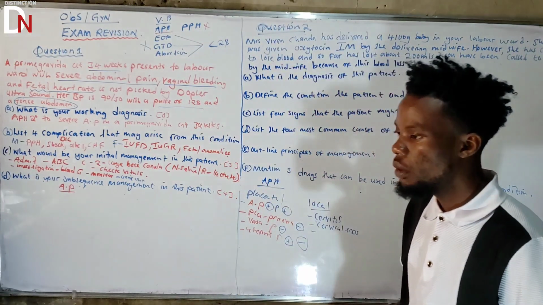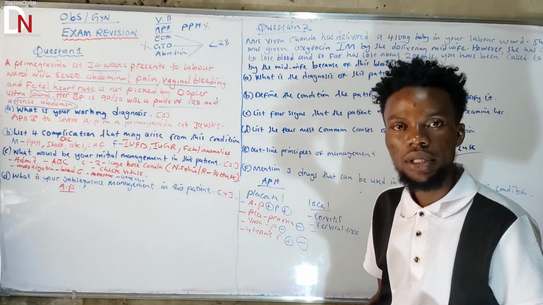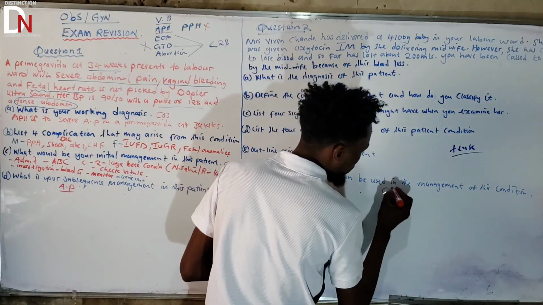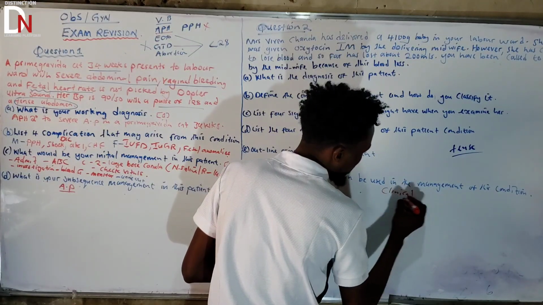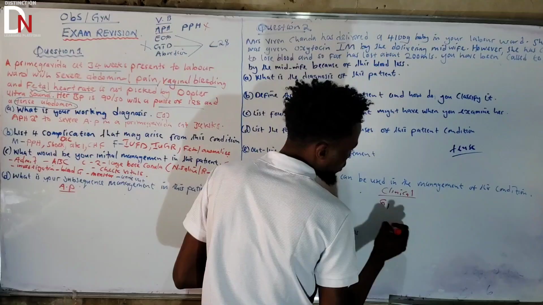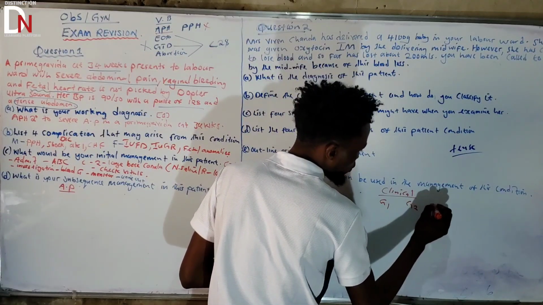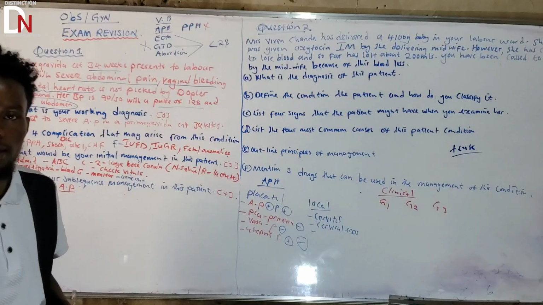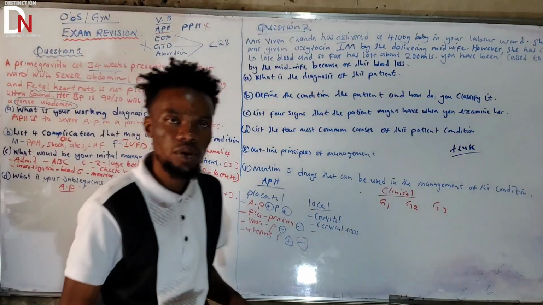Okay, so let's start with the clinical classification. This is the one that you are going to use. The clinical classification is going to have Grade 1, Grade 2, and Grade 3. It's 3 grades there. Okay, then what about anatomical classification?